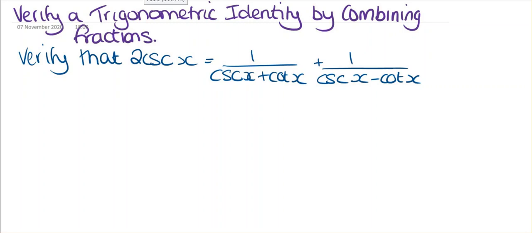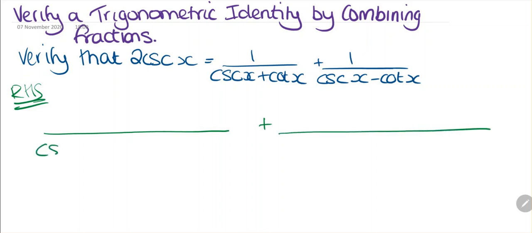So we're going to verify a trigonometric identity, and we're going to combine fractions by cross multiplication. So we're going to look at our denominators and we're going to multiply them. So the right hand side is the most complicated. So we're just going to rewrite the denominators.